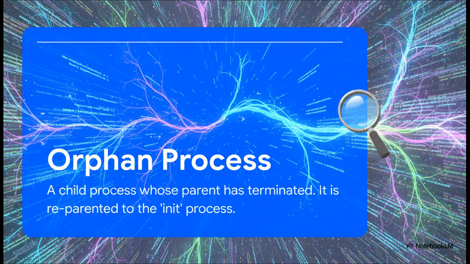Now, on the flip side, if the parent dies before the child does, that child becomes an orphan. The Linux kernel is actually pretty smart about this. It automatically adopts the orphan, reparenting it to the main init process. This makes sure that when the orphan eventually dies, it has a parent to report to so it doesn't become a zombie. This is the exact mechanism we exploit to get persistence.